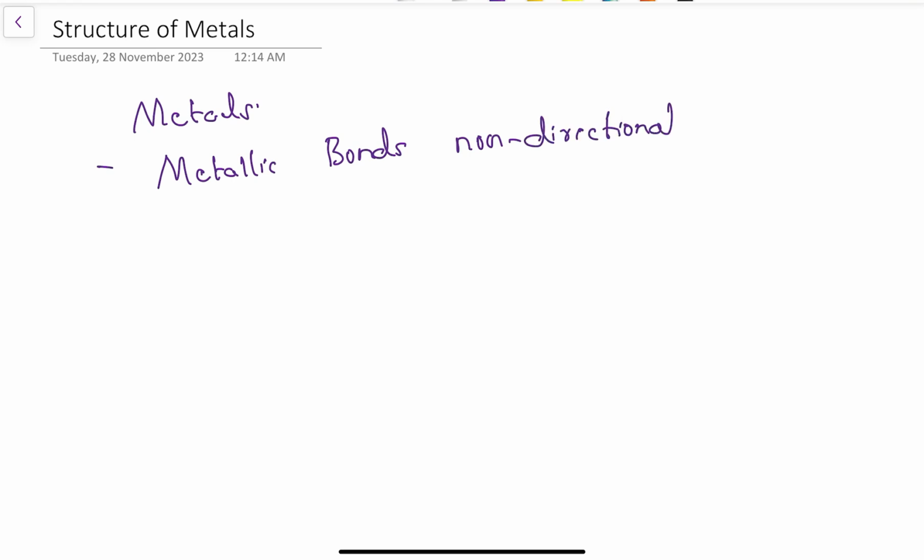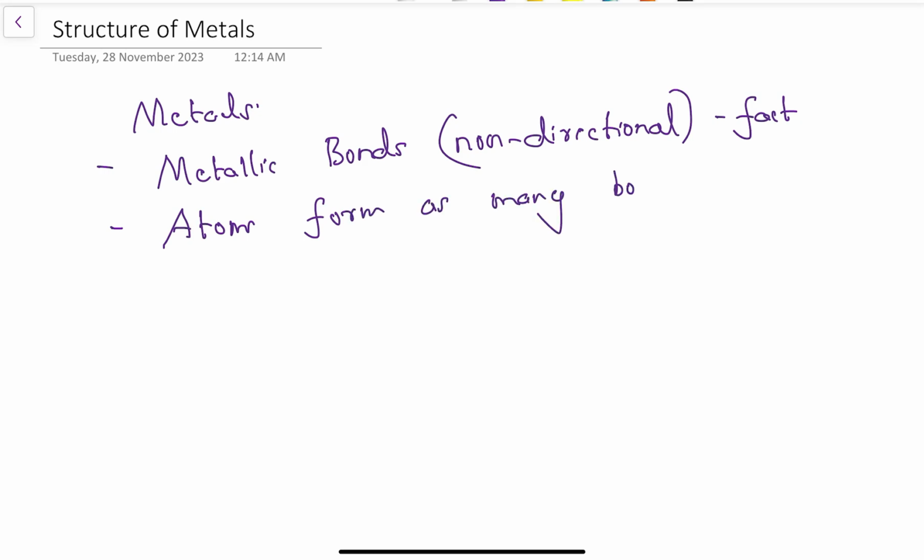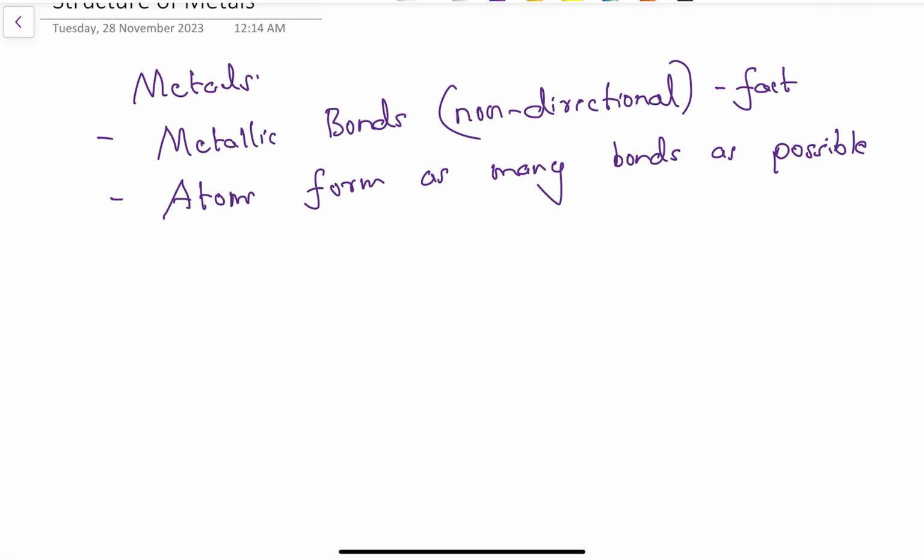So it is non-directional. So this is a fact. So this will try to form bonds in all directions. And the second important thing you need to keep in mind is that atoms form as many bonds as possible, because forming more bonds reduces the energy of the system. So it will try to form as many bonds as possible. So that is also a fact that we need to keep in mind.